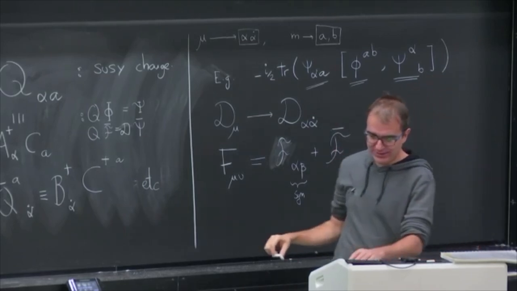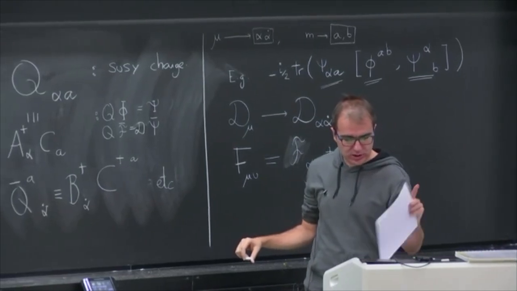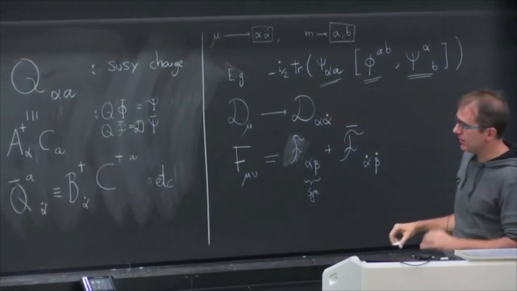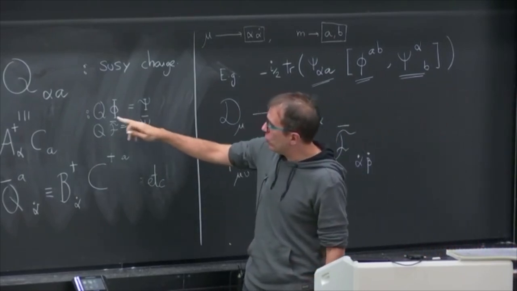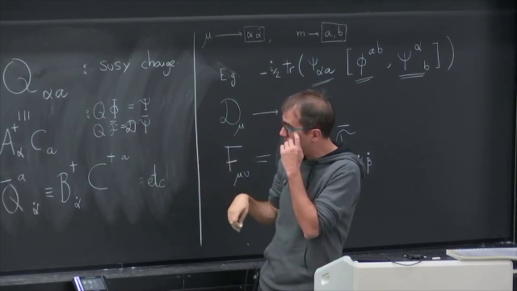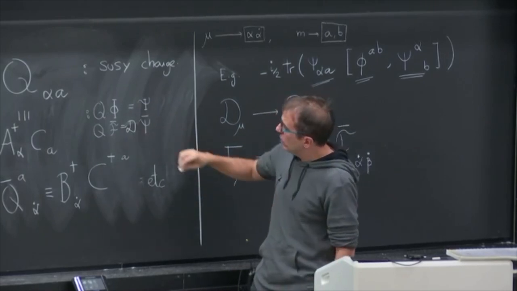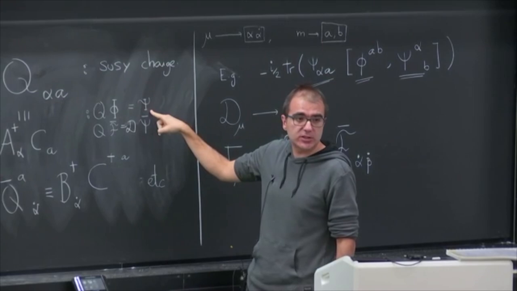Okay. Very good. So I want to advance a little bit more so that we reach a good punchline, but let's just look at these equations for now. So Q on phi gives psi, Q on psi bar gives derivative of psi bar. So what's the dimension of phi? 1, right? In 4 dimensions. What's the dimension of a fermion in 4 dimensions?